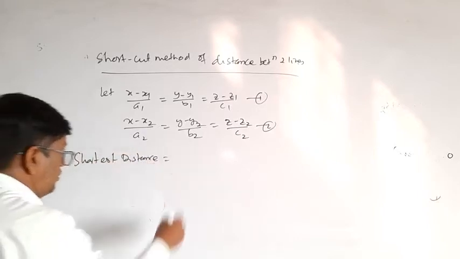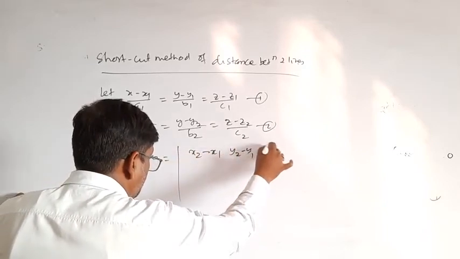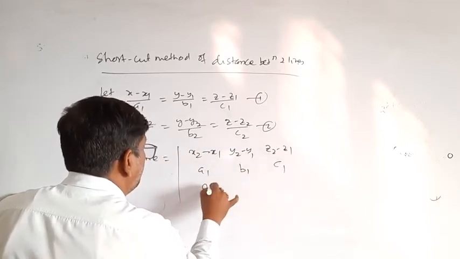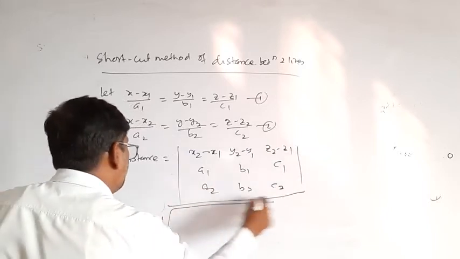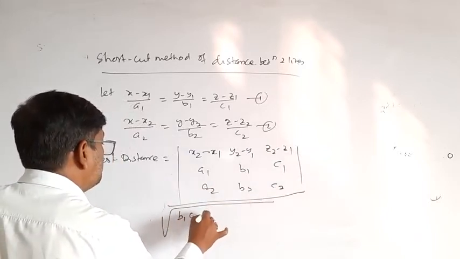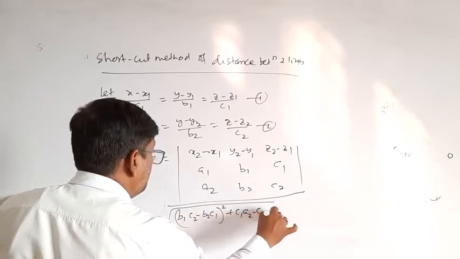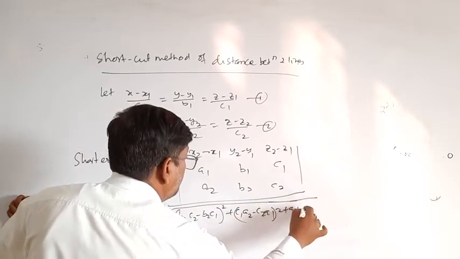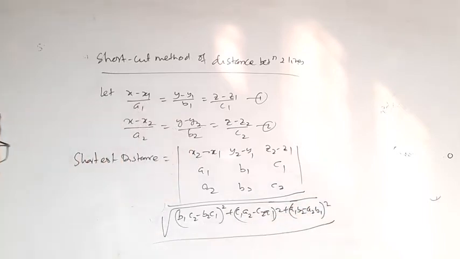is equal to the determinant of (x2 − x1, y2 − y1, z2 − z1; a1, b1, c1; a2, b2, c2), the whole divided by the square root of (b1c2 − b2c1)² + (c1a2 − c2a1)² + (a1b2 − a2b1)². This is the formula to find the shortest distance between two lines.